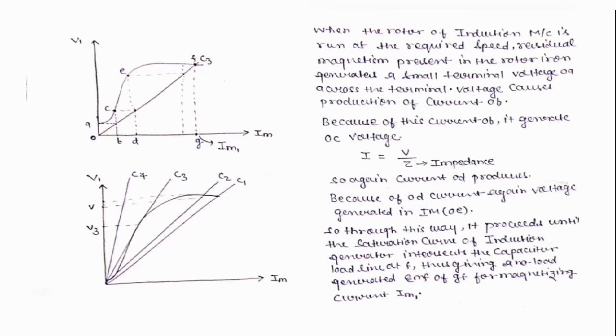And this one is the graph between the magnetization curve and the capacitance. So this is the capacitance line, it should be linear. So when we connect this here, you see this is the point.